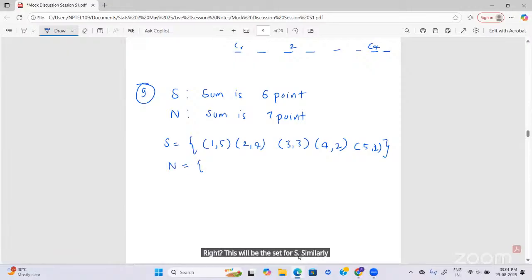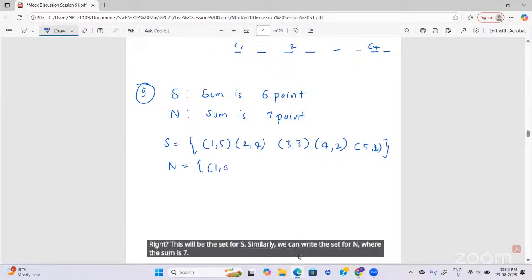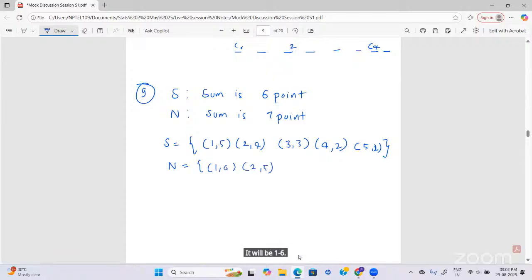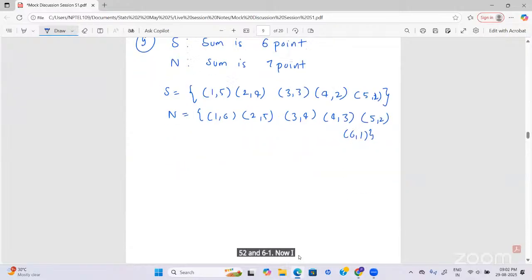Similarly, we can write the set for N, where the sum is 7. It will be (1,6), (2,5), (3,4), (4,3), (5,2), and (6,1). Now I can write the probability of S and the probability of N. So what will it be? What is the probability of S?